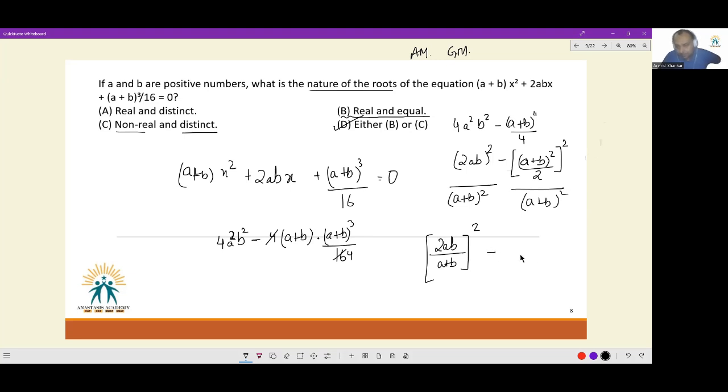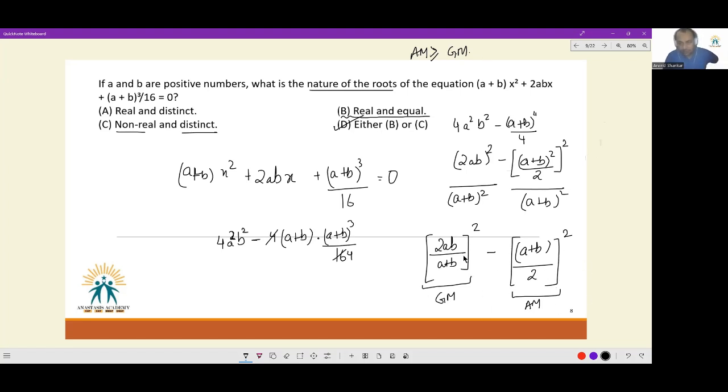minus a plus b divided by 2 whole square. Can you see? This is GM of two variables A, B. This is AM of two variables A, B. And we know AM is always greater than or equal to GM. When are they equal? When A and B are identical. When is the GM smaller? When A and B are not identical.